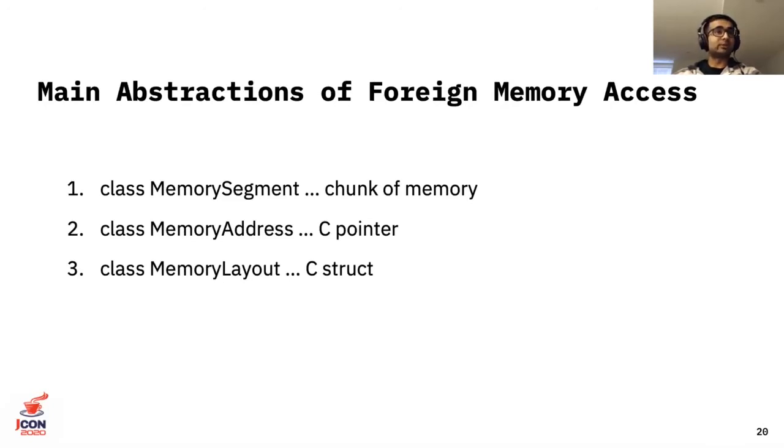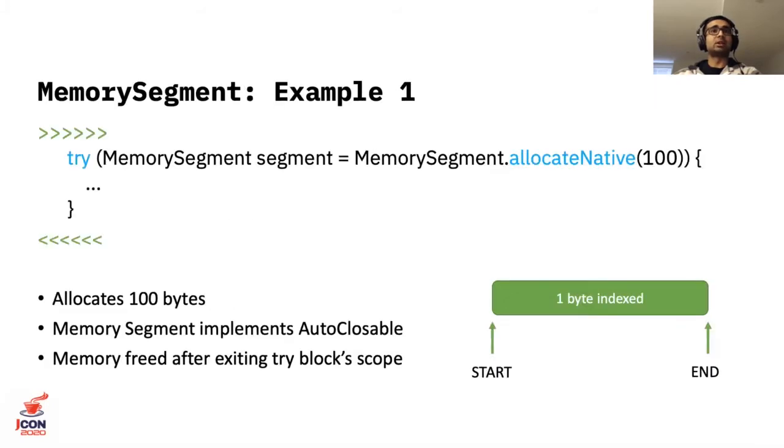So let us look at some examples of using these abstractions. This is an example of using the MemorySegment abstraction. In this example, the static method named allocateNative is being used, which allocates memory off the heap. The memory which is being allocated is 100 bytes. The thing to note over here is the try block. It introduces safety by enforcing temporal bounds, which means that the memory is automatically going to be freed as the code escapes the scope of the try block.